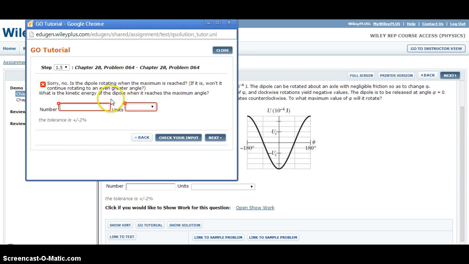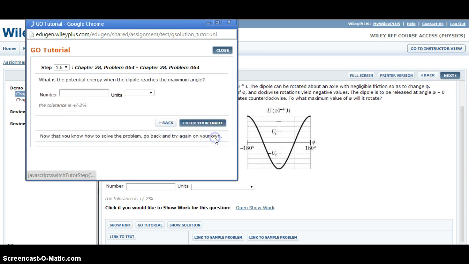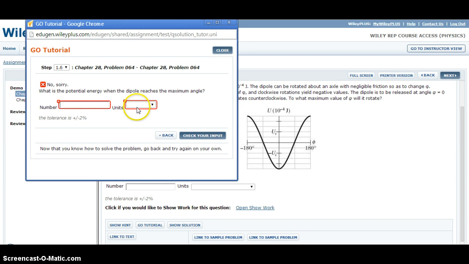Fifth part, you can see I tried it, got it wrong, so it highlights in green. And again, the last part of the Go tutorial: what is the potential energy when the dipole reaches the maximum angle theta? And that would be the final answer. Again, checking the input, I didn't put anything in, so I got it wrong. But you can see here, assuming the student does get it right, it says now that you know how to solve the problem, go back and try again on your own.